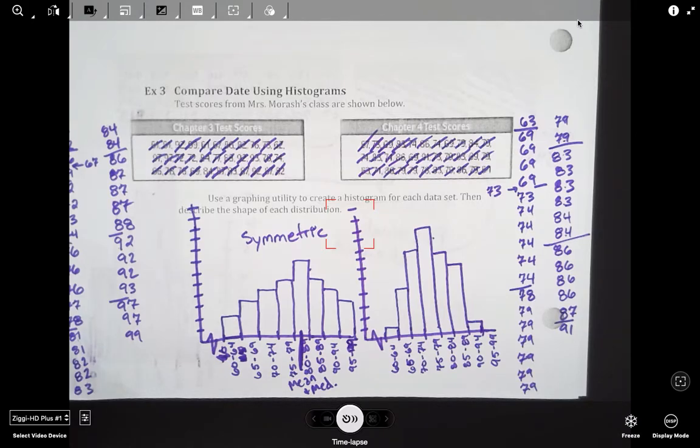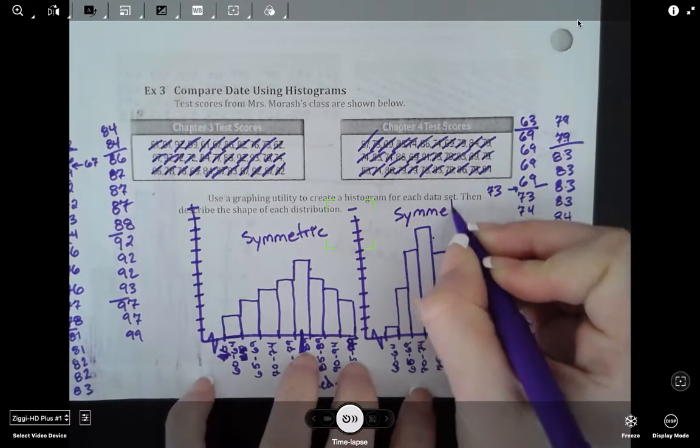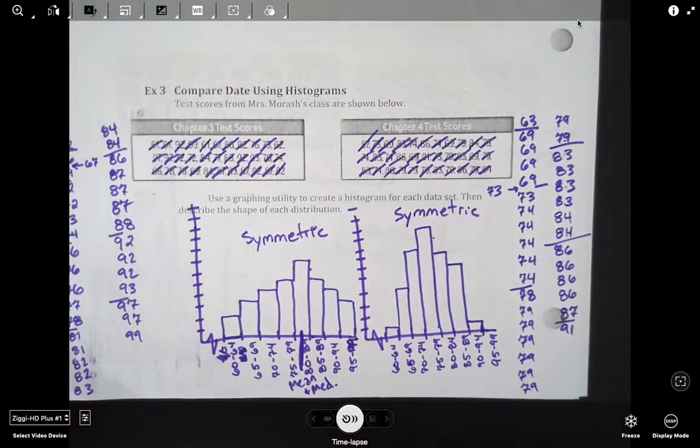Yeah, I would say symmetric also. This one's pretty symmetric, but they're both symmetric in different ways, right? Which one has the data that's more consolidated, like more shoved together? The second one, right? The towers are taller because there's more data in just a few categories. They're not spread out as far, okay?